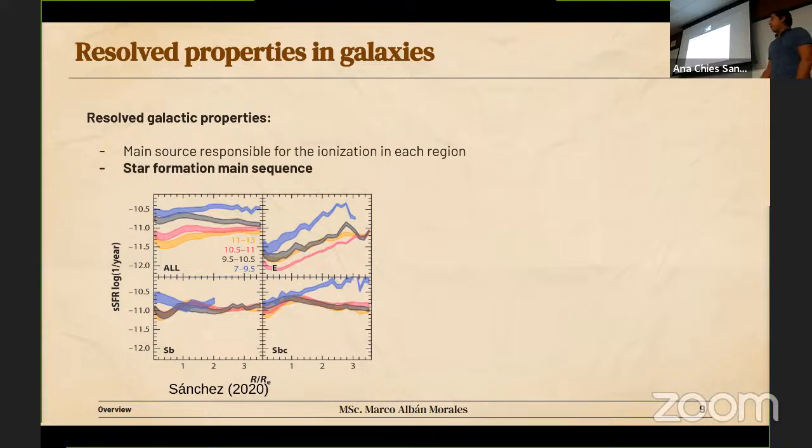I know this plot is now very small, but the y-axis shows you the star formation rate divided by the stellar mass, so basically the specific star formation rate. And we see that for spirals, which are the bottom plots, this usually behaves flat. You can forget about the blue one. Each different color here bins galaxies according to a specific range of mass.